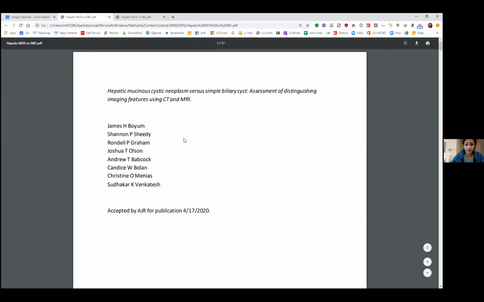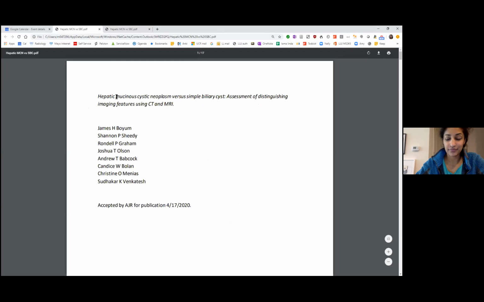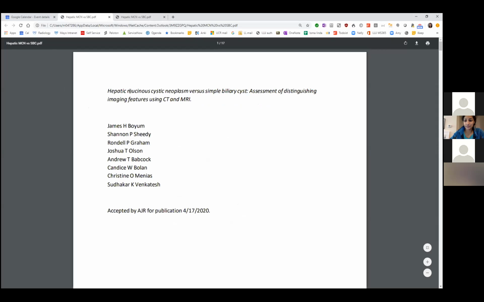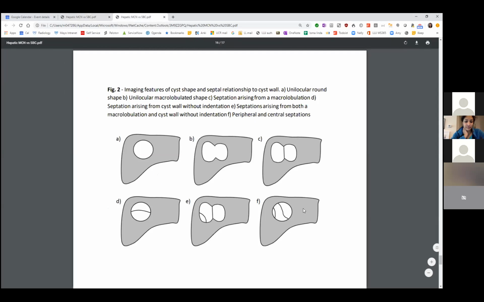This is a really great topic, and it's just really hard sometimes to differentiate a complicated biliary cyst from a mucinous cystic neoplasm. So this is a paper that is in press right now from the Mayo Group, and that Cookie shared with us, which I think is really helpful. And the paper describes basically the indentation pattern. So when you have indentations like right here, with a septa, these are cysts.